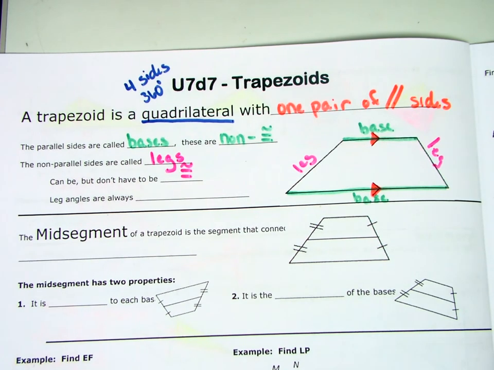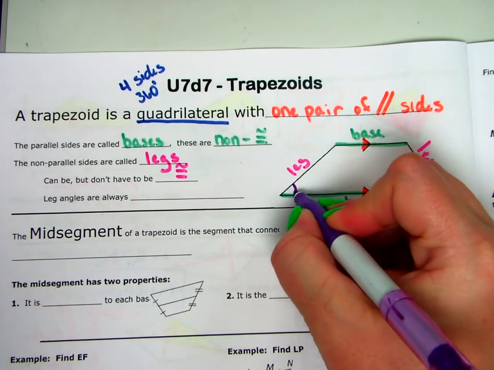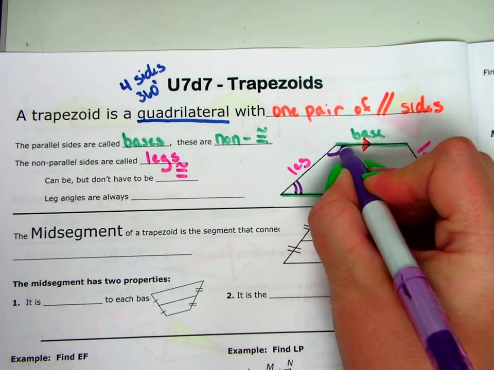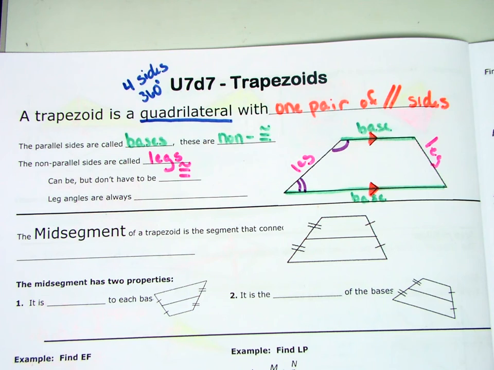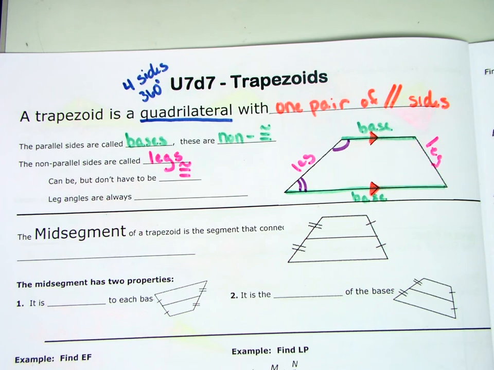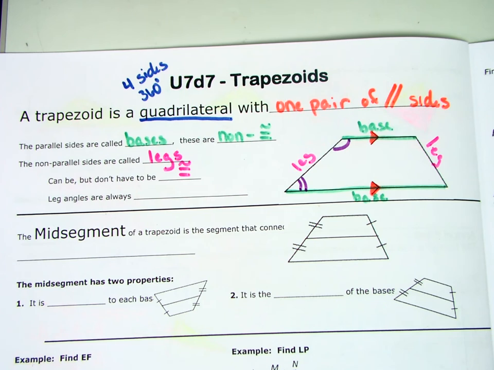Leg angles are always, any idea about leg angles? That means angles on the same leg, like this angle and this angle. Supplementary. Anybody know why they would have to be supplementary? Not because they form a line, because they're not adjacent, and only a linear pair would form a line. Those aren't really a linear pair. Not because there's 360 degrees, because then that would be true for all quadrilaterals, and it's not true for all quadrilaterals.